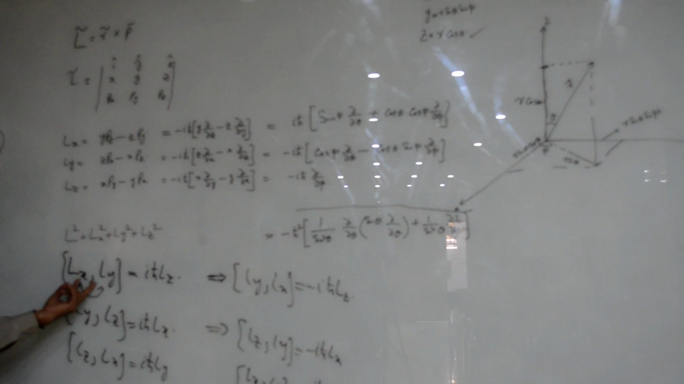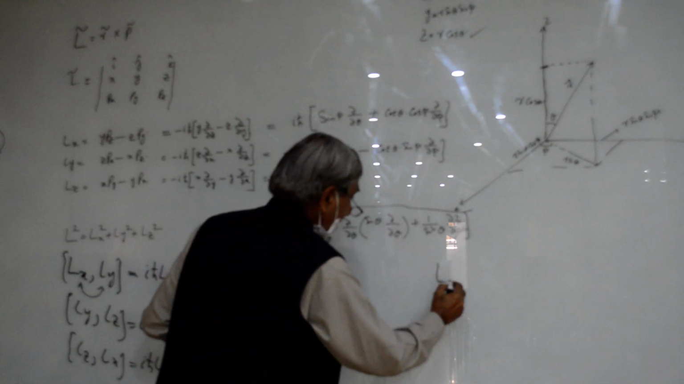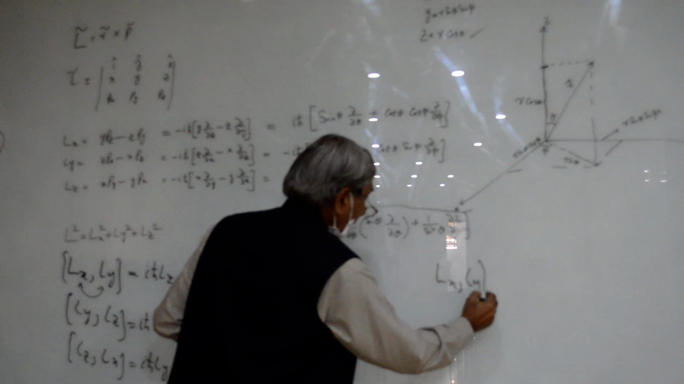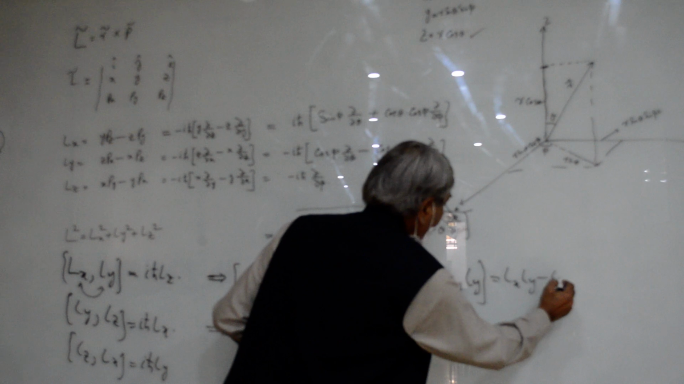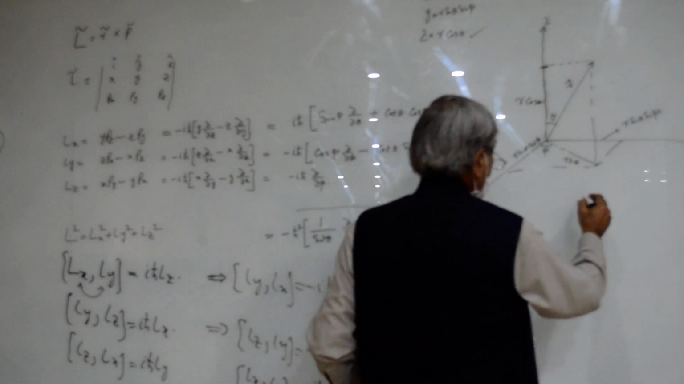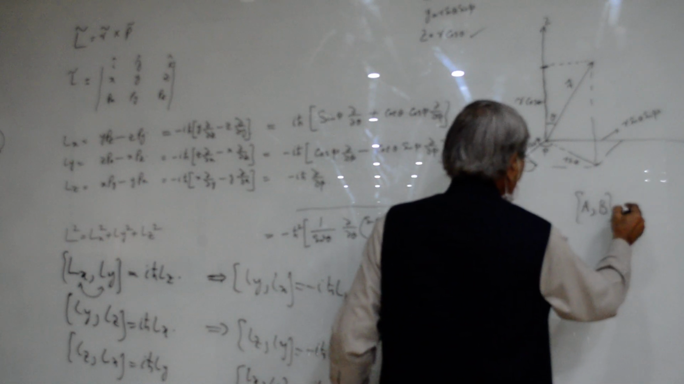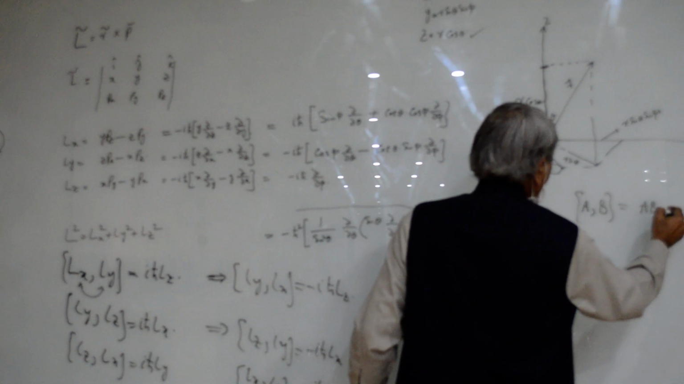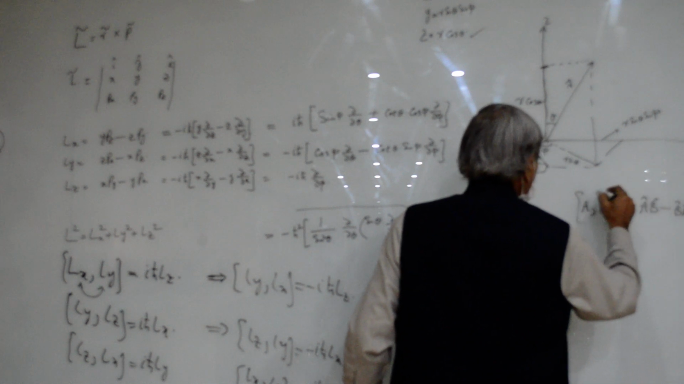Now look here. Two components of angular momentum do not commute with each other. This expression Lx Ly in square brackets means Lx Ly minus Ly Lx. If you have two general operators A and B, the commutator of A and B you can write as AB minus BA. These are two operators generally.